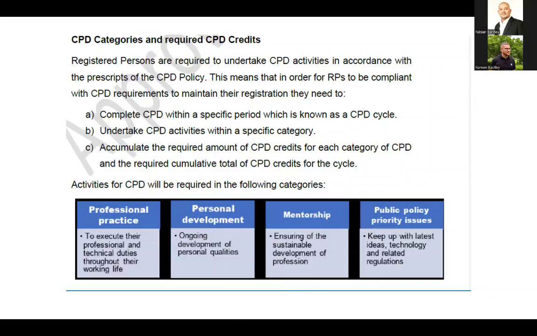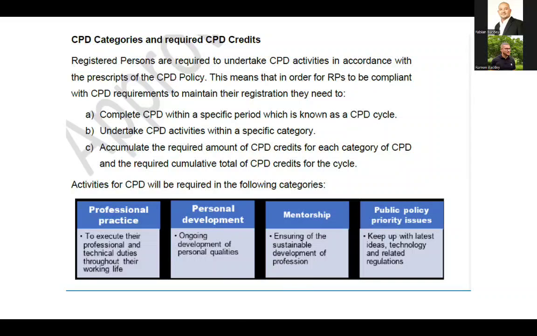In order to maintain your registration, you need to ensure that you complete the full CPD cycle and that all your CPD evidence and your applicable categories are all compliant once the CPD cycle is completed. So for example, we'll cover a complete CPD within a specific period, which is known as a CPD cycle, and the CPD cycle, which we know now is 3 years.